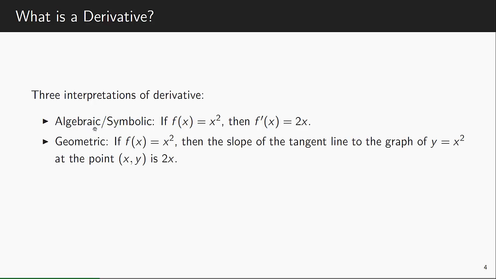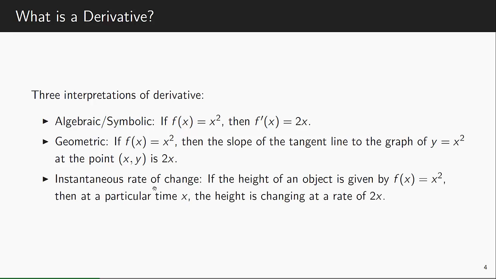And there's a geometric interpretation of the derivative. So if your function is x squared, then the slope of the tangent line to the graph of y equals x squared at the point (x, y) is 2x, or twice the x coordinate. So the slope is twice the x coordinate. That's a geometric interpretation of the derivative.